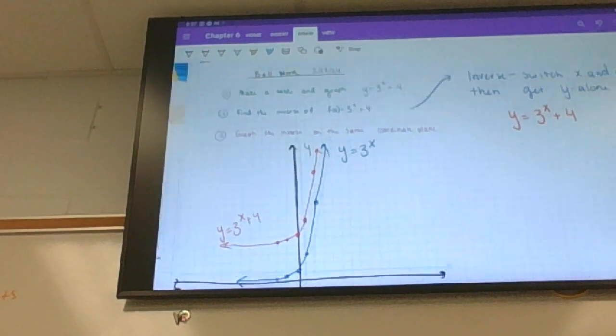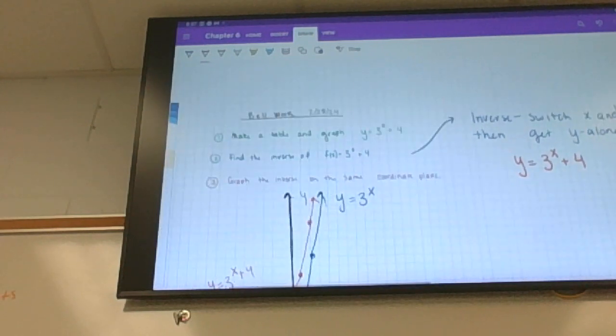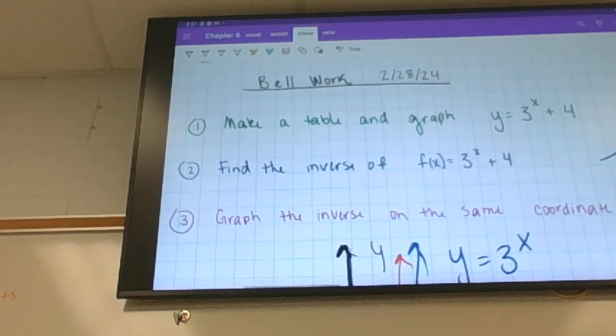Alright, so here we go. I'm gonna go to work switching x and y and getting y alone for number 2, find the inverse. Were you able to get all the logic questions? Yeah. You all set?